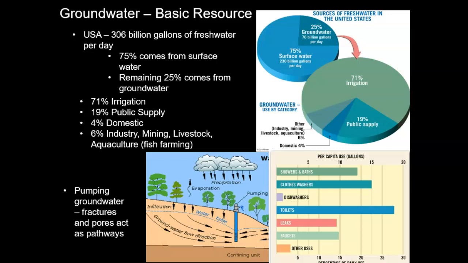The remaining 6% of groundwater use overall in the country goes into industry, mining, livestock, and aquaculture, which is basically fish hatcheries. A lot of industry operations such as manufacturing and drilling operations also take up a lot of water, and so it makes up a fairly large chunk of the groundwater usage in our country.